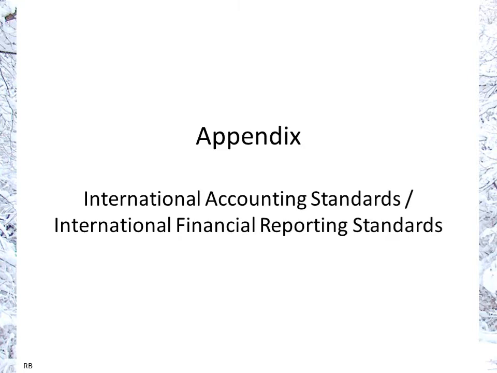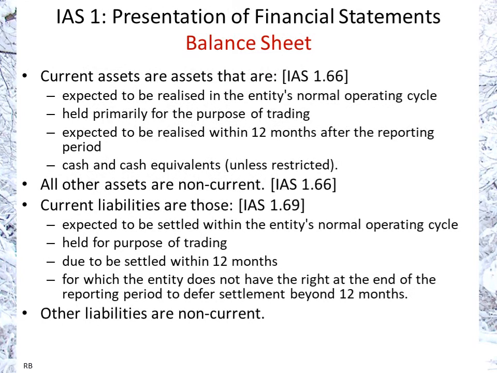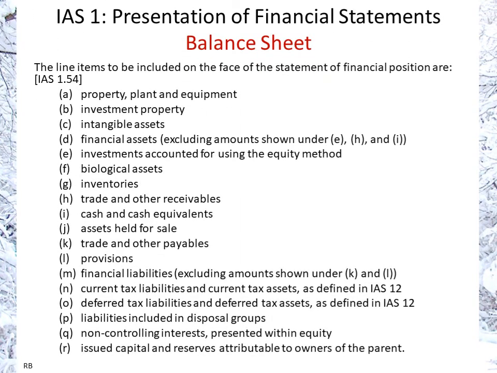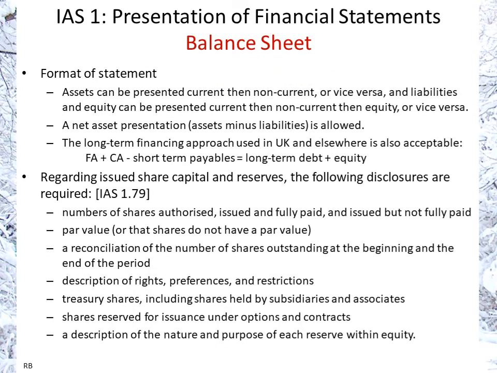Now, I'm going to move quickly into an appendix. I'm just going to talk about IAS and IFRS to give you an overview of what it looks like. As you can see, there are a lot of specific standards for all kinds of aspects of accounting. So here we have the presentation of financial statements, which is IAS 1. And for the balance sheet, it speaks about how current assets and all of the other assets and liabilities are to be shown, identified and defined. You can see the various line items that are to be included. It talks about the format of the balance sheet and also issues regarding share capital and reserves.